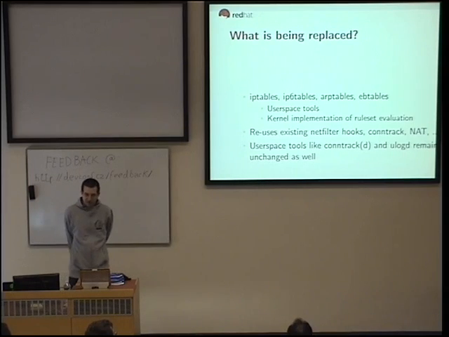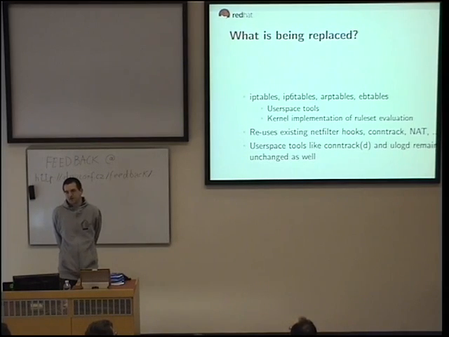What we do not replace is the connection tracking engine and the network address translation engine. That stays the same, and we are also reusing the existing Netfilter hooks. We will look at what that is. And the Userspace packages like conntrack-tools, conntrackd, and ulogd for packet logging also remain unchanged. So we are not replacing everything. It's basically just IPtables, IP6tables and so on.